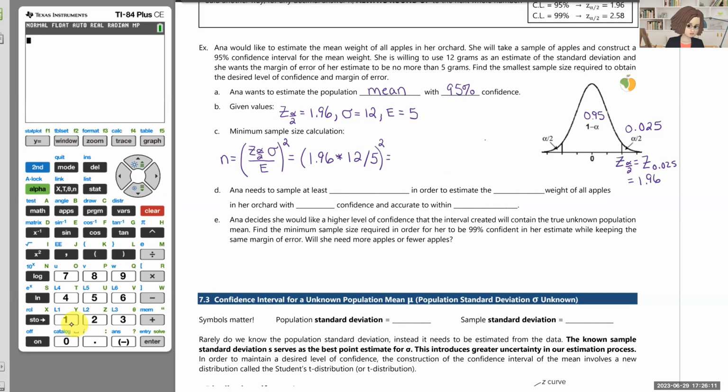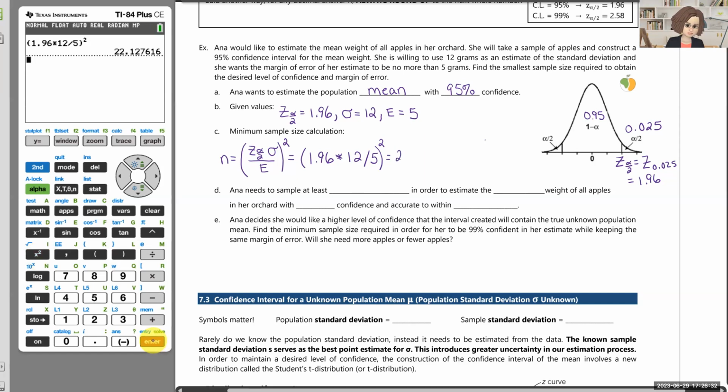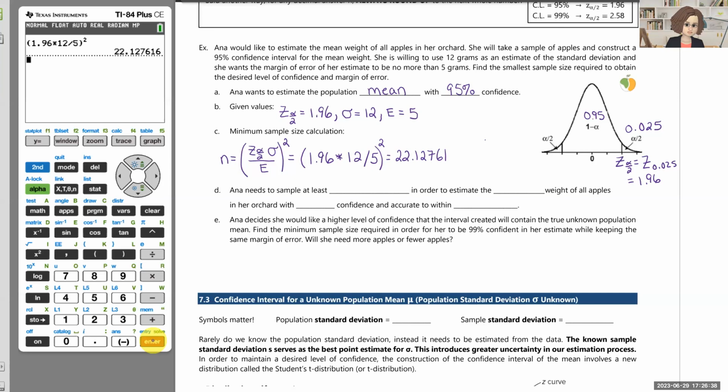All right, so let's do this. I'm going to type it in exactly like I wrote it: open parenthesis, 1.96 times 12 divided by 5, close parenthesis, and square. I'm going to write down that entire value I see on my calculator, 22.127616.